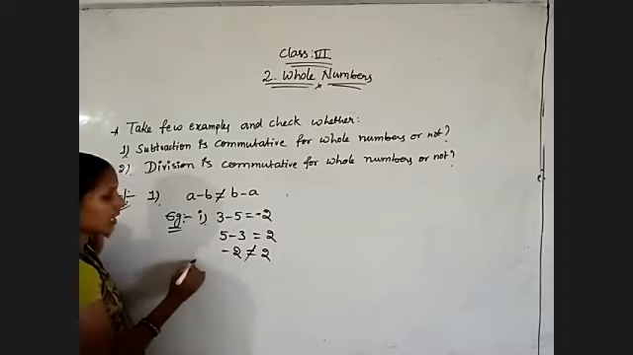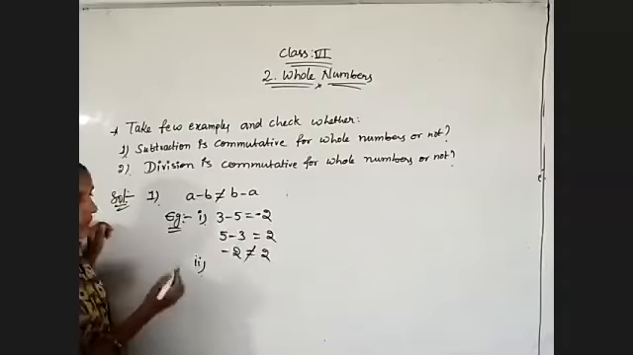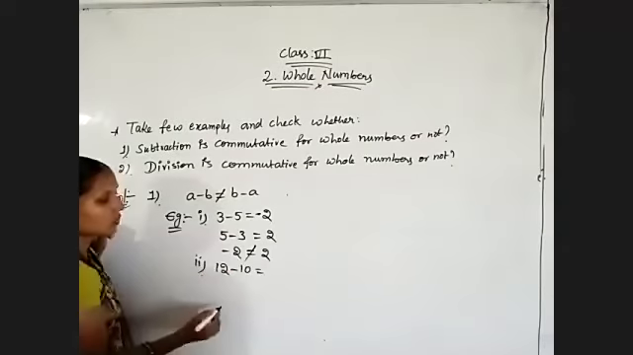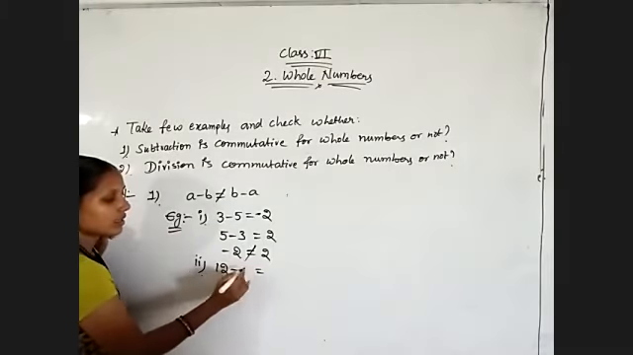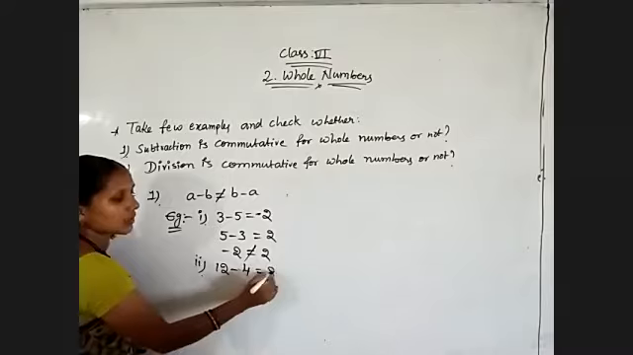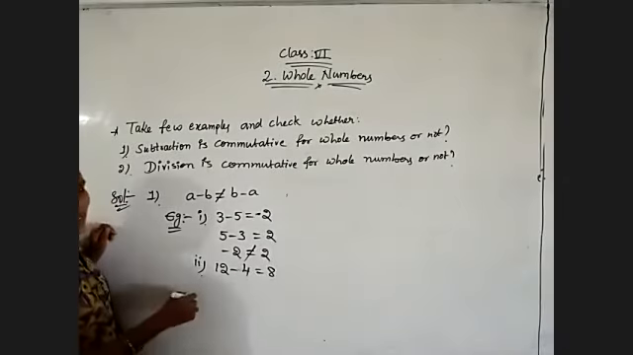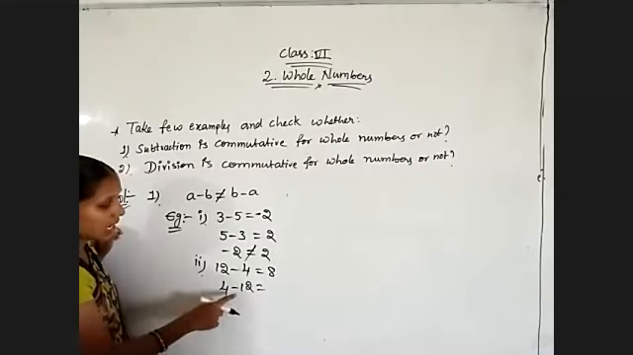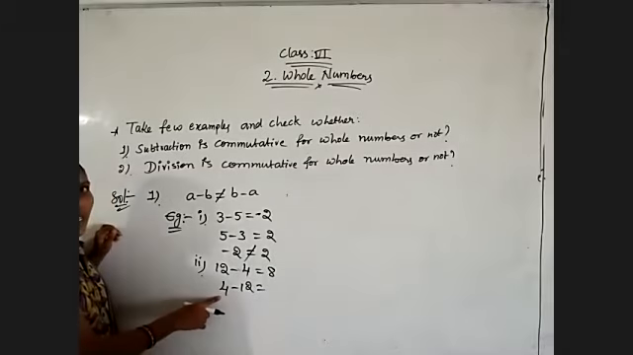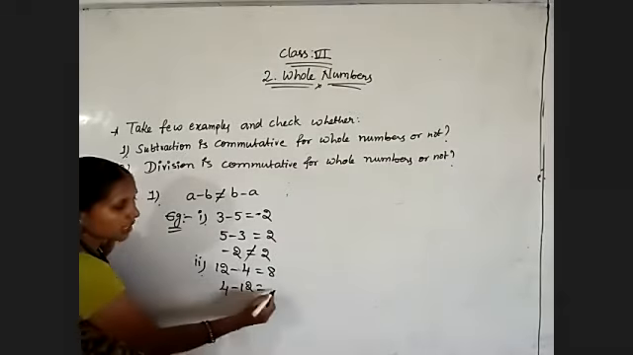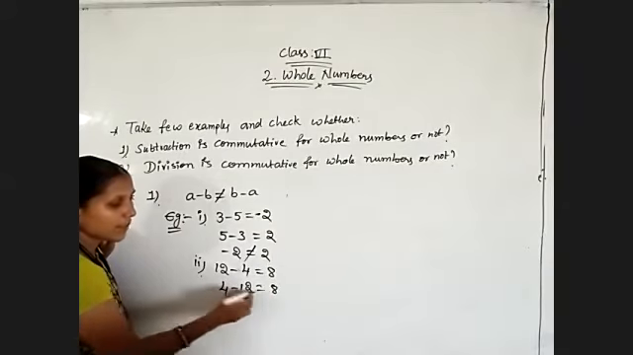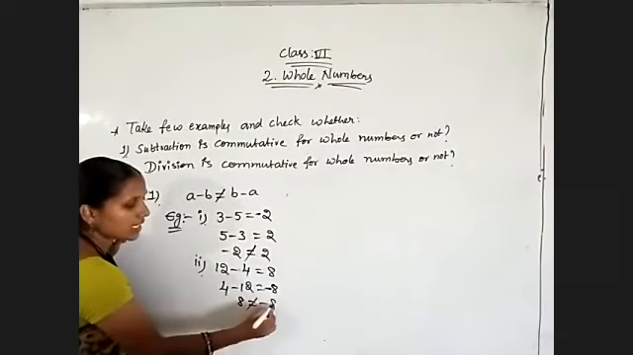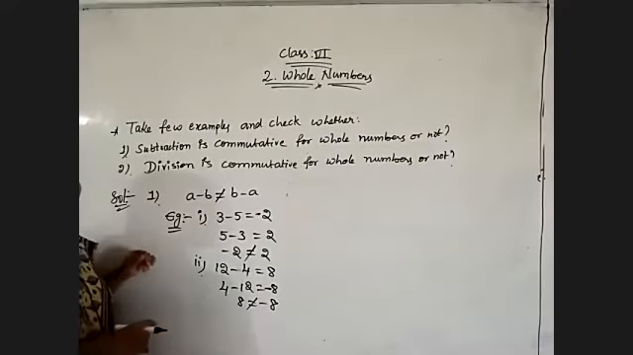Okay. Next, take another example. I am taking 12 and 4. 12 minus 4 is equal to 8. Change the order: 4 minus 12. 4 minus 12 is how much? As I told you, bigger number minus smaller number we have to do. So 12 minus 4 is 8, but 12 is having a minus sign, so minus 8. So 8 is not equal to minus 8. Again, a minus b is not equal to b minus a.